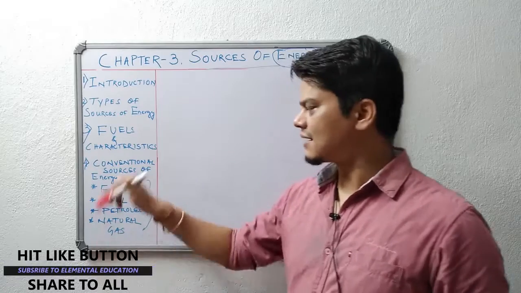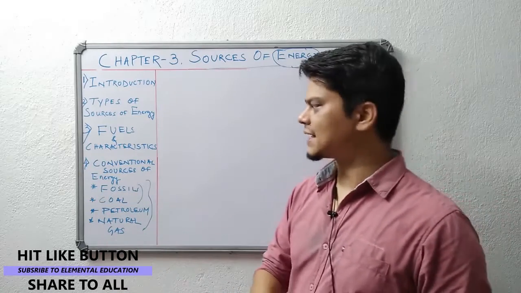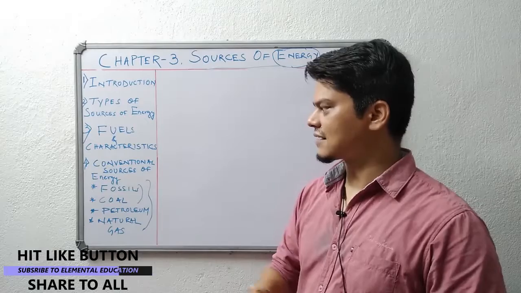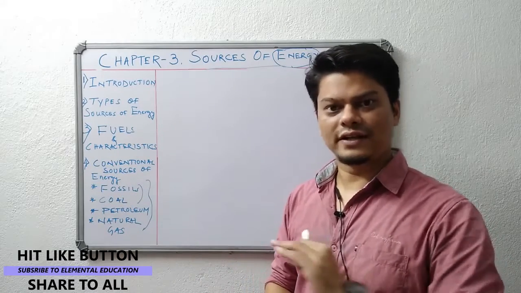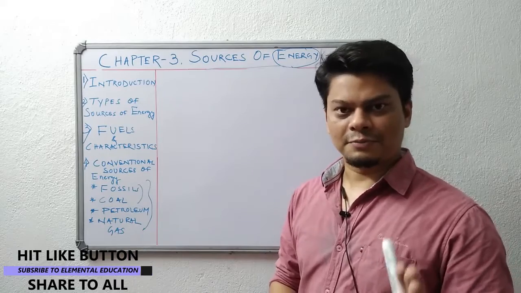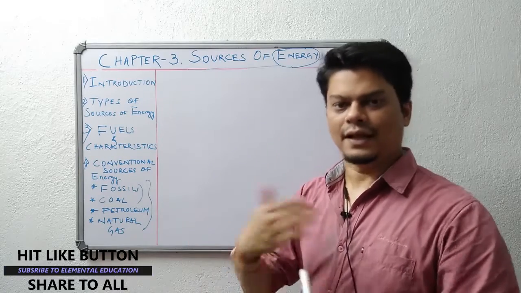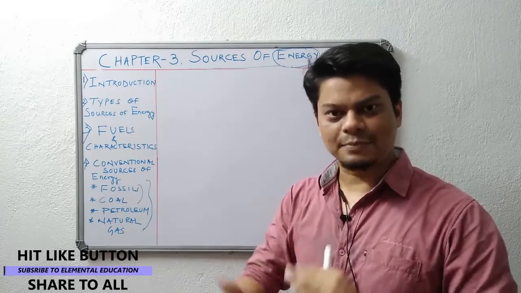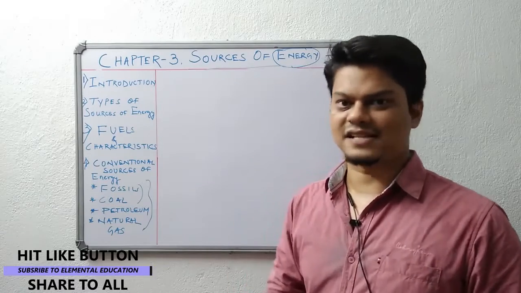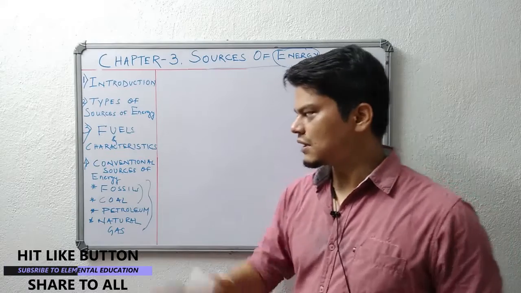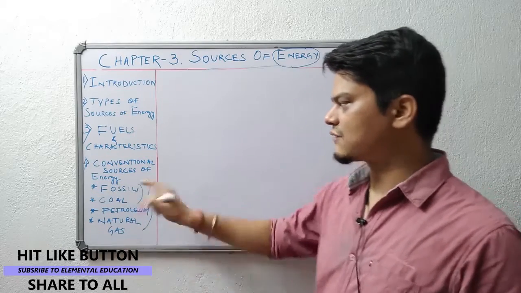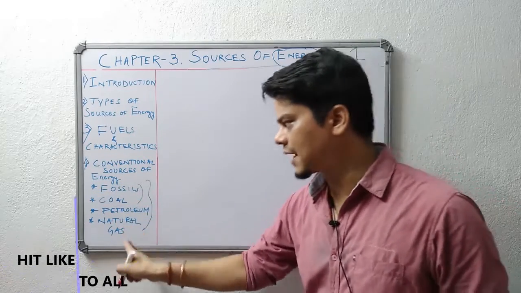Now let's begin our next topic, the last topic of our video. What is a conventional source of energy? We know conventional sources of energy are non-renewable sources of energy. That means once it is used, it cannot be replaced or made instantaneously. So that is known as a conventional source of energy. The types of conventional source of energy are fossils, coal, petroleum and natural gas.